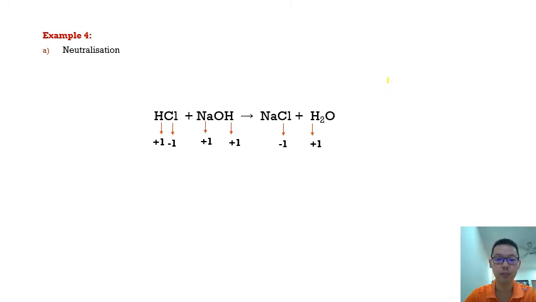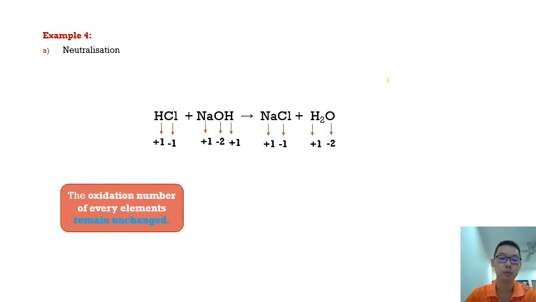The oxidation number of sodium element at the beginning of the experiment is positive 1. At the end of the experiment, remain as positive 1. How about oxygen? The oxidation number of oxygen is negative 2. At the end of the experiment, remain as negative 2. So the oxidation number of every element remain unchanged before and after the chemical reaction. So this is a non-redox reaction.